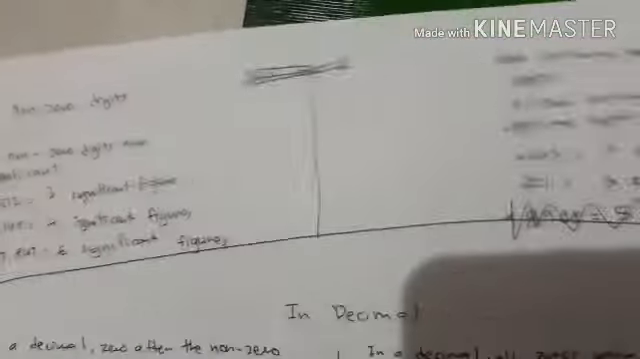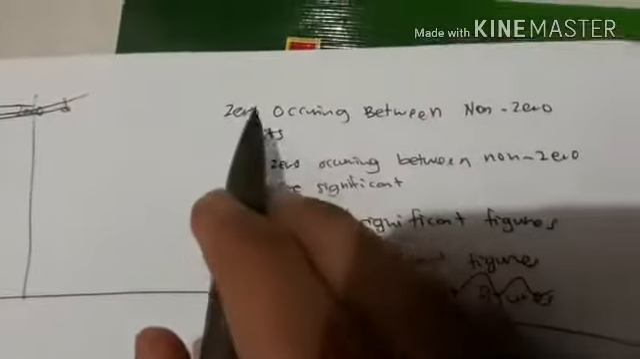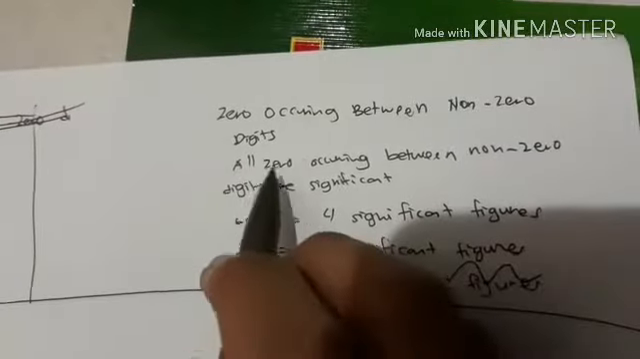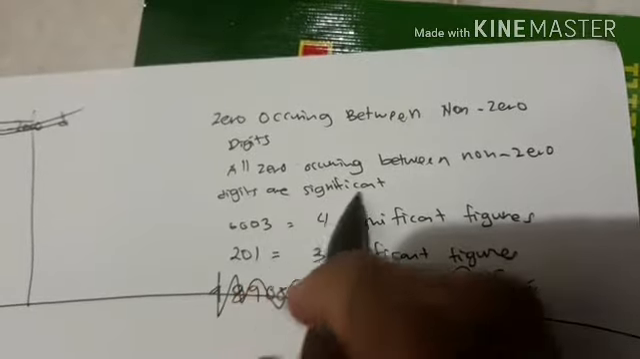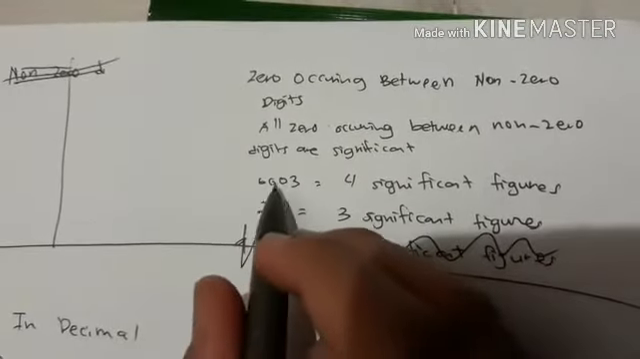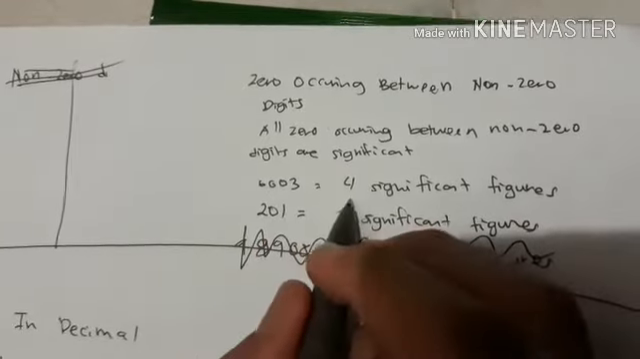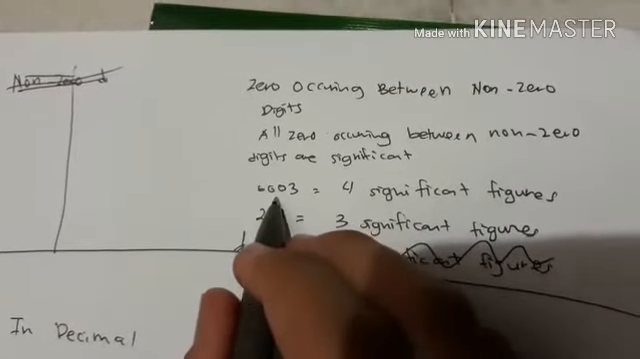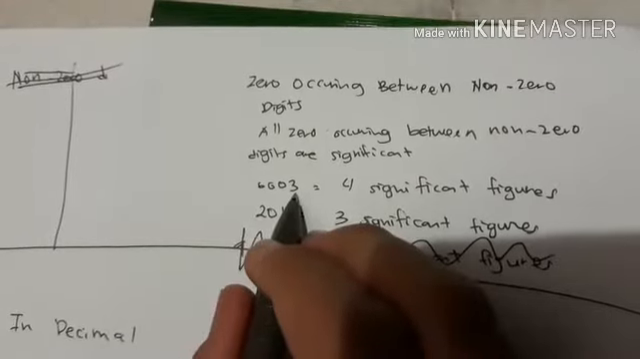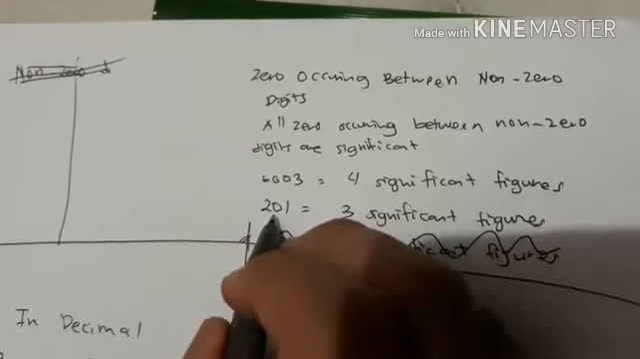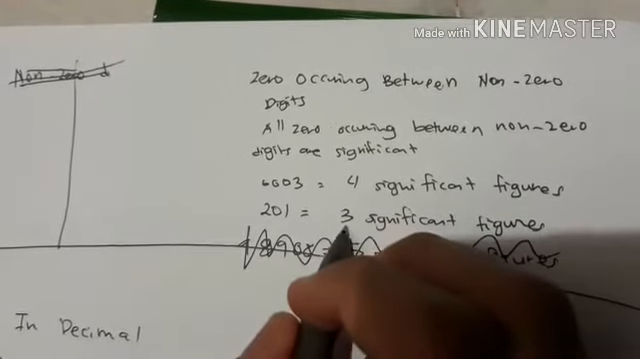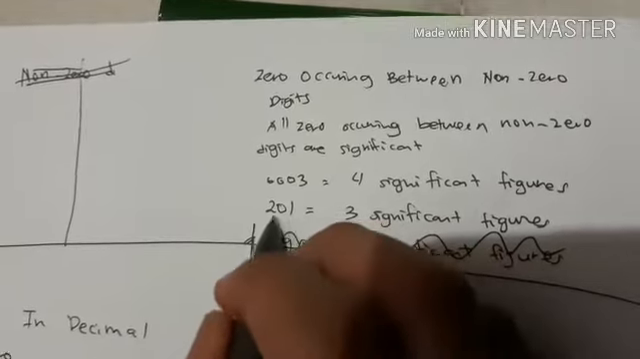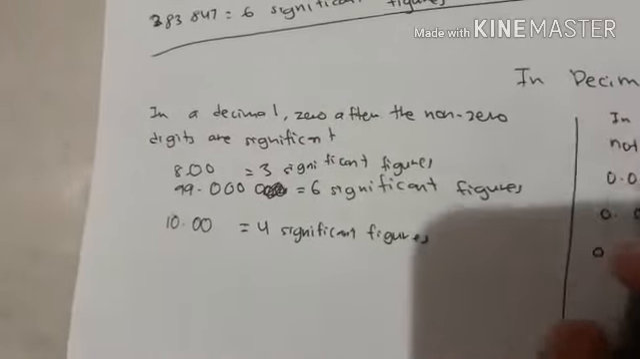Okay, the second one is zeros occurring between non-zero digits. All zeros occurring between non-zero digits are significant. First is 6003. It has 4 significant figures. Although it has zeros, it still has 4 significant figures. And the last one is 201. Although it has 0 in the middle, it also has three significant figures. The 0 is also counted.